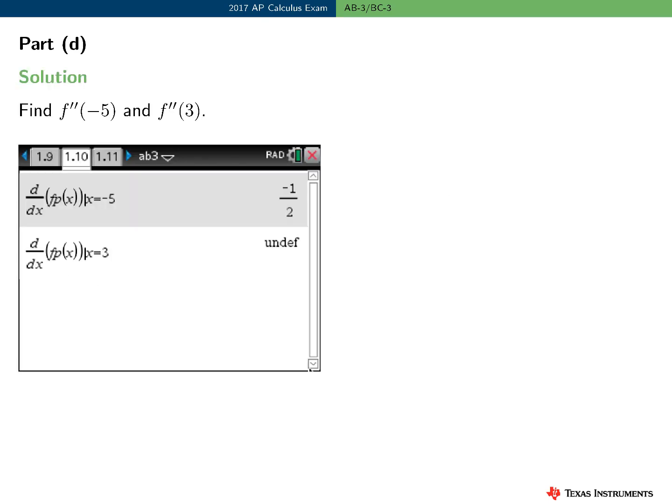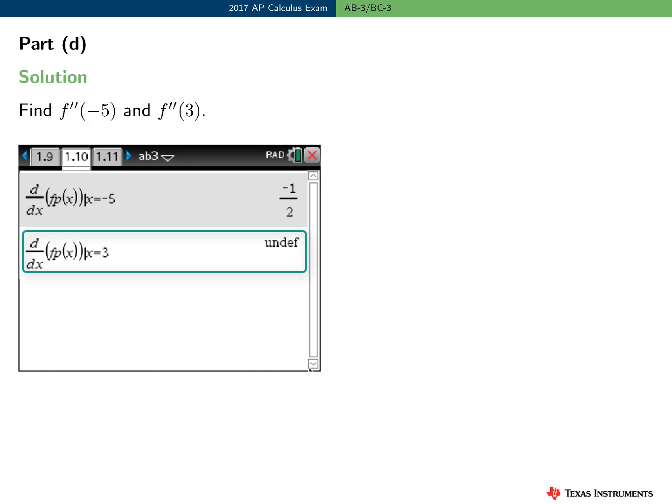In Part D, I can start by using technology to find the values for f double prime of minus 5 and f double prime of 3. I used the derivative template to find the derivative of f prime, and I evaluated the result at -5, and the answer is -1/2. I tried to use the same method to find f double prime of 3, and here the calculator returns undefined. I need to do a little bit more graphical exploration to see why f double prime of 3 is undefined.